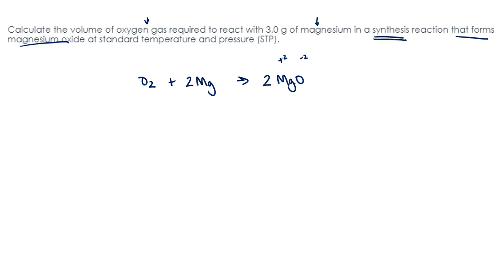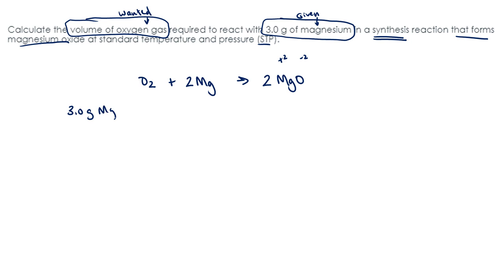Next up, we need to figure out what kind of stoichiometry we need to do. So I have 3 grams of magnesium. This is going to be my given. I need to figure out volume of oxygen gas at STP. That's my wanted. We always start with our given. So 3 grams of magnesium. First step, always convert those grams to moles.